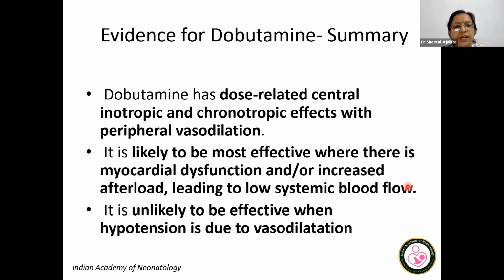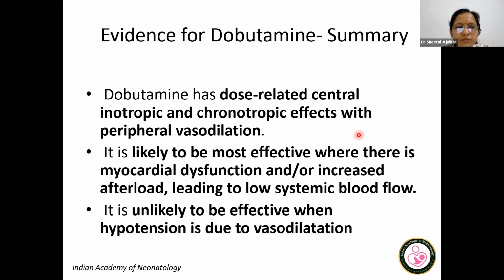So what is the summary of the evidence for dobutamine? It has dose-related central inotropic and chronotropic effects with peripheral vasodilatation. It is likely to be most effective when there is myocardial dysfunction, because it is a good inotrope, and or increased afterload. It also causes peripheral vasodilatation, and it is unlikely to be effective when hypotension is due to vasodilation. But if you ask about evidence for clinical outcomes, it is not there. If we look at flow states, then for low flow and low cardiac output, dobutamine is definitely working in preterm babies.